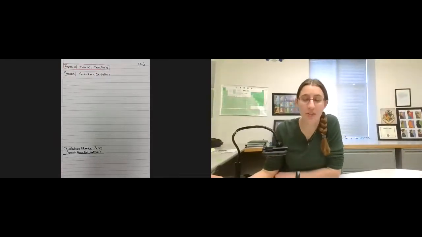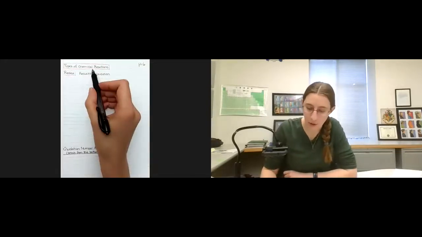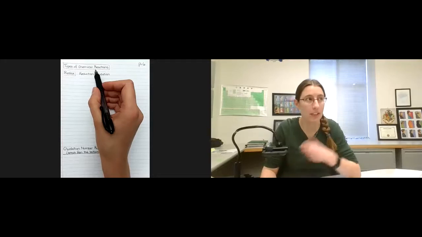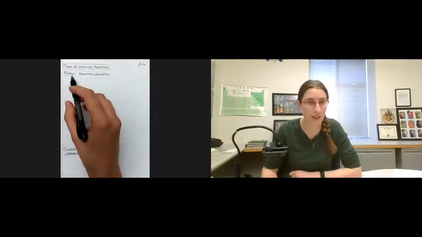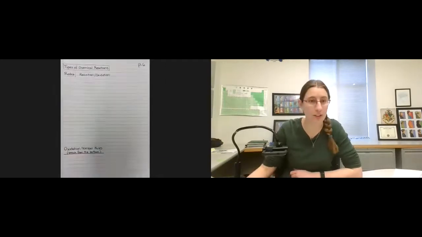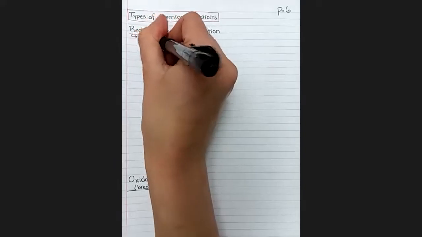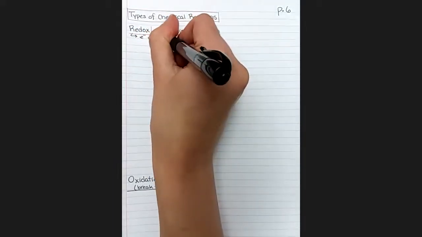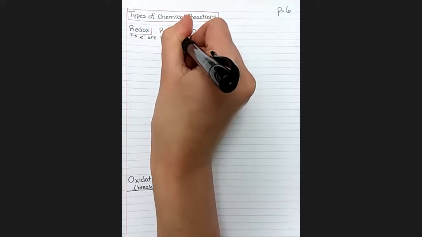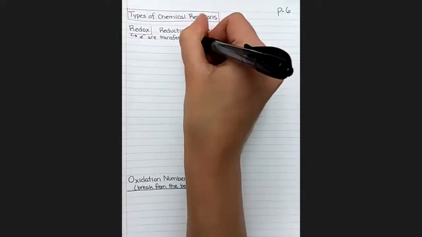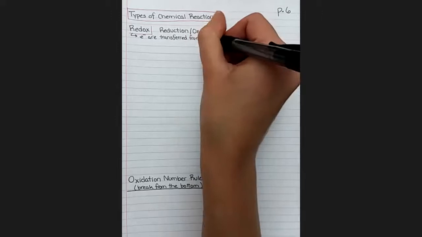This is the next video in the chapter on stoichiometry of chemical reactions. We are now on our third type of chemical reaction. We have done solubility, we have done acid-base, and now we are going to do redox, which is short for reduction and oxidation. So this is probably the type of reaction that you are least familiar with in terms of chemistry understanding. In this type of reaction, electrons are transferred from one substance to the other.